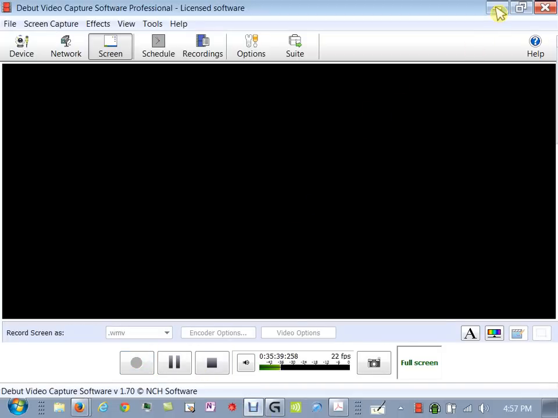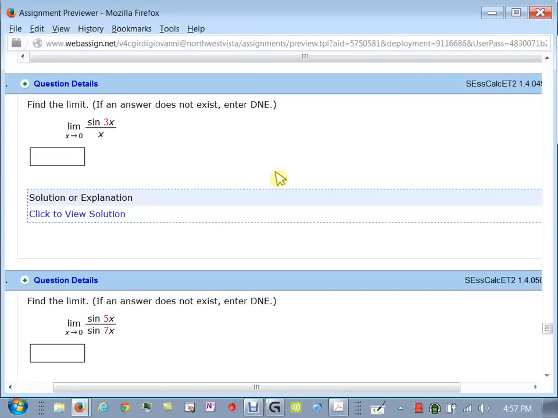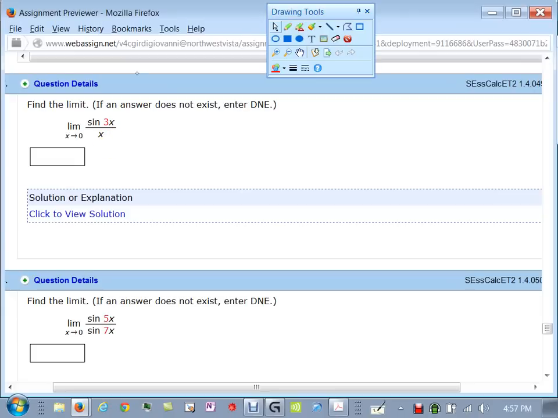Okay, let's go ahead and pick up where we left off here. Find the limit, if it exists, of sine 3x over x as x goes to 0. So this is a very important problem.